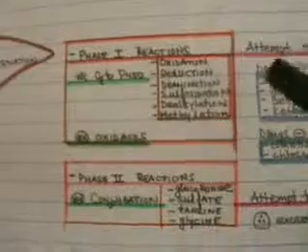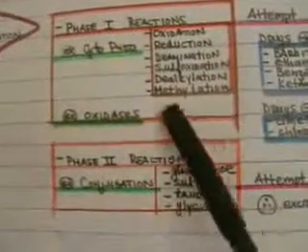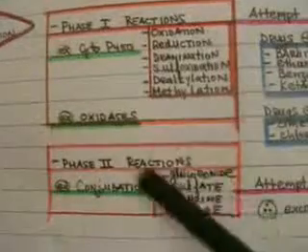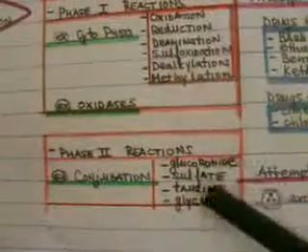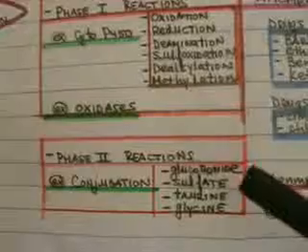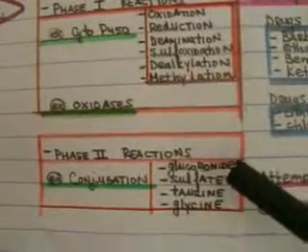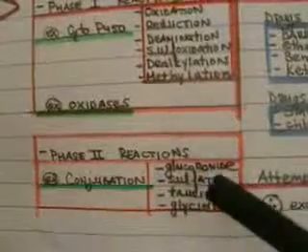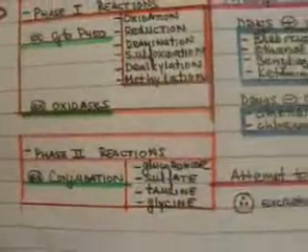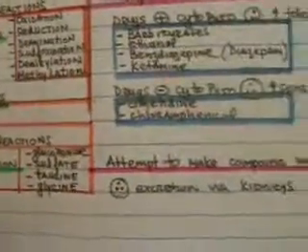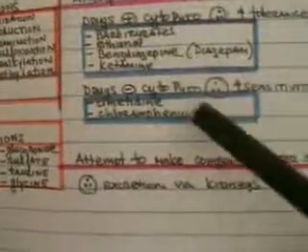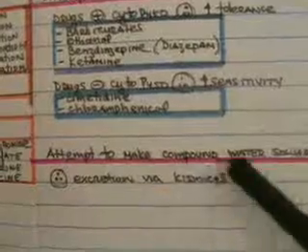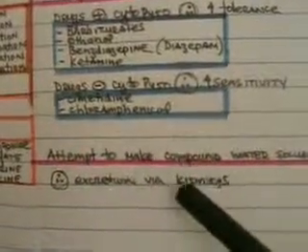And then the phase 2 reactions occur through the process of conjugation, in which certain elements or compounds, such as glucuronide, sulfate, taurine, and glycine, are added to the inactive molecule, which increases the water solubility so that these water-soluble compounds can be excreted via the kidneys through the urine.